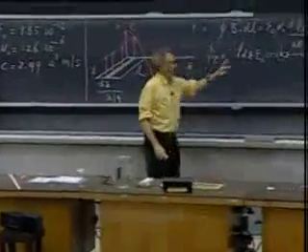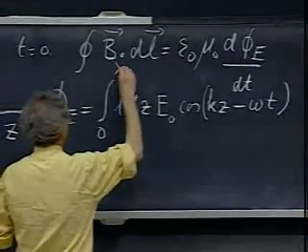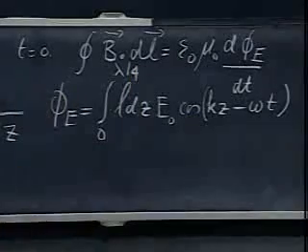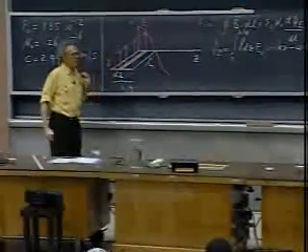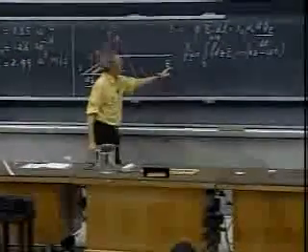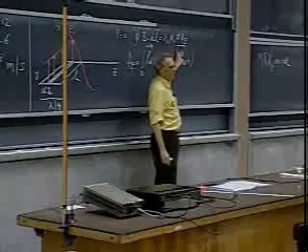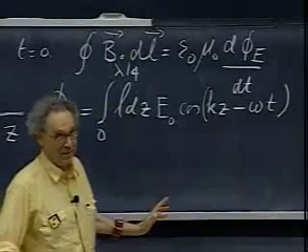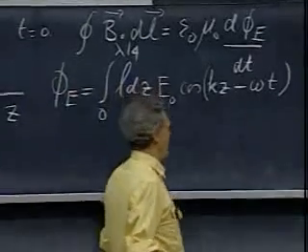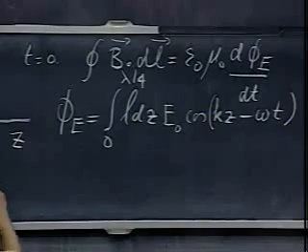But I have to integrate this now from z equals 0 to lambda over 4, because I have to integrate it over this whole surface. So that's the answer. But I'm not interested in phi E. I have to know the d phi E dt. So it's going to be worse for you. I told you, 8 minutes. Pain in the neck. So I'm going to take the time derivative of that function.